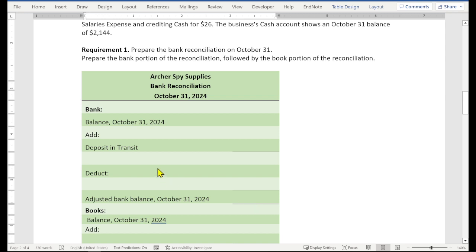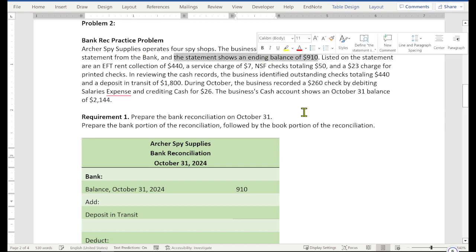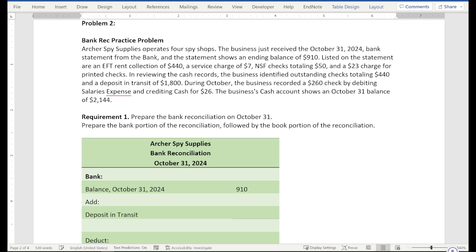So let's go ahead and talk about some items that the bank doesn't know about yet, timing differences that the accountant knows about. So let's enter in our statement balance, because that's our starting balance that we're going to adjust. And that was 910. The statement shows a balance of 910. So why don't I just circle it for you? All right. So that's what I plugged in. Now all these items listed on the statement, that's for the book side, so we don't need that. But right here, this sentence is what we need to pay attention to.